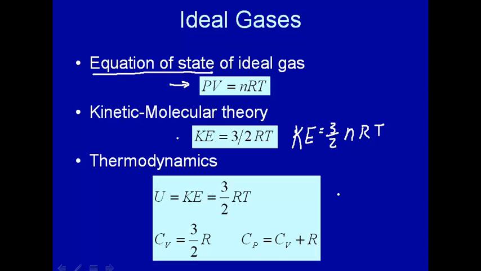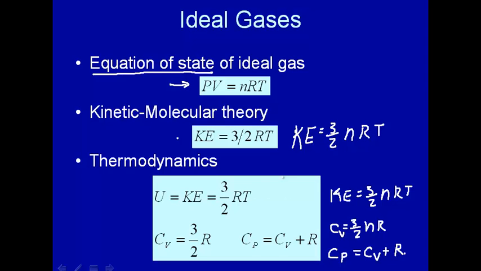3/2 nRT. What we're going to argue is that in fact the internal energy of an ideal gas is just equal to the kinetic energy. And again, I write the extensive version of this: KE is 3/2 nRT. And we're also going to find that the heat capacity for an ideal gas is equal to 3/2 nR, heat capacity at constant volume. And the heat capacity at constant pressure is the heat capacity at constant volume plus R. So that's what we're up to.